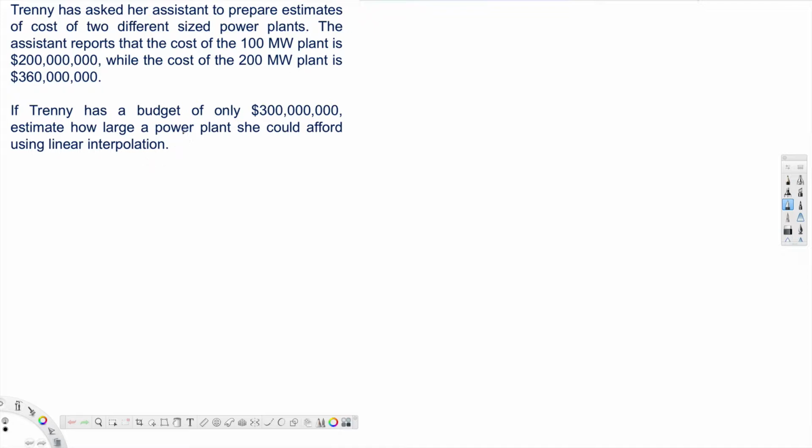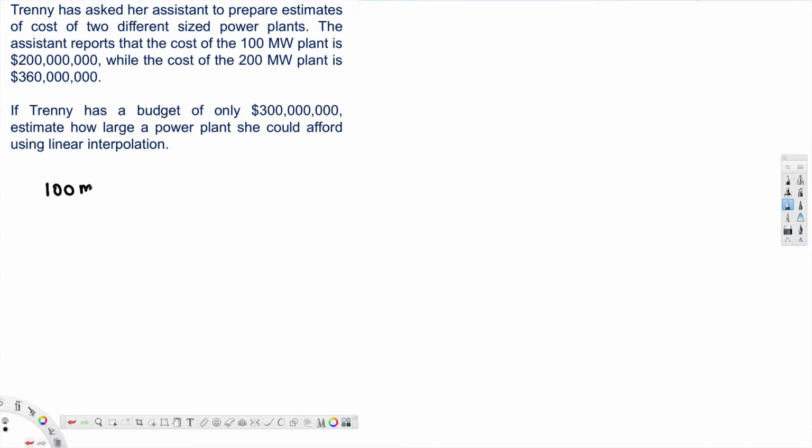First of all, here we have 200 million, 360 million and 300 million, 100 megawatts, 200 megawatts, and we have to find out how many megawatts is going to be for 300 million. Now we are going to use a linear interpolation. Now let's put the details together.